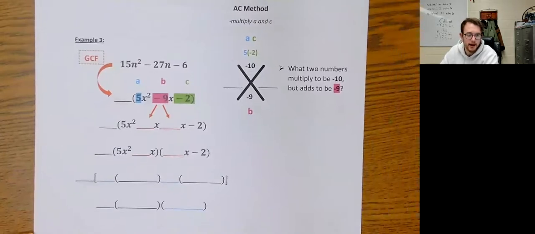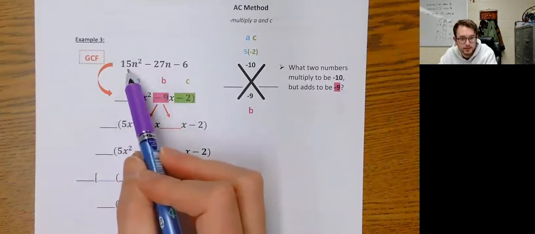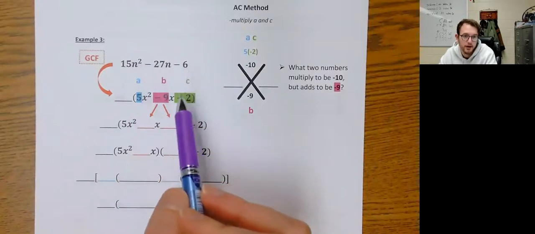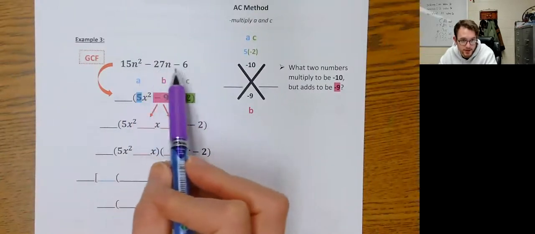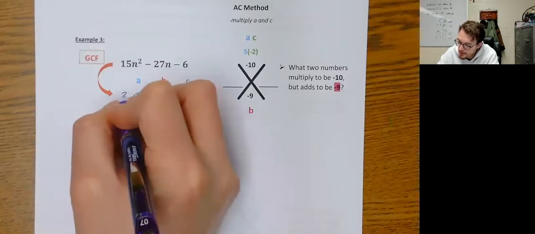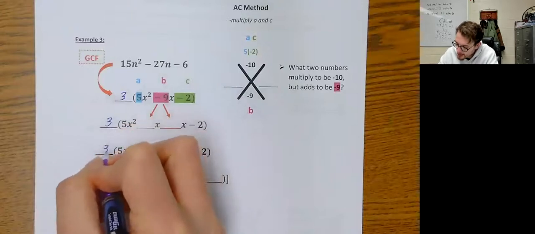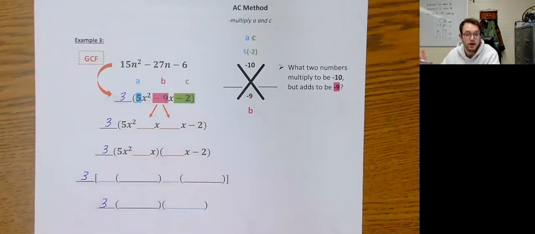So I switch it up. This time we still have to use the AC method, but there's a GCF, which we can factor out first. I can't divide out a 15 because 15 doesn't go into 27 and 15 doesn't go into 6. But 3 goes into all these numbers, so I can factor out a positive 3. I'm going to write that all the way down here because we have to keep it out there because we're not solving.